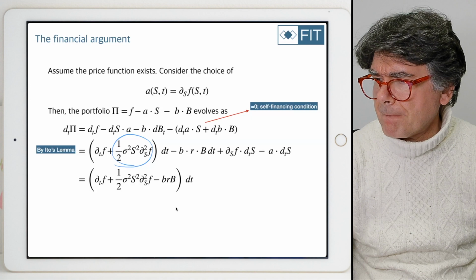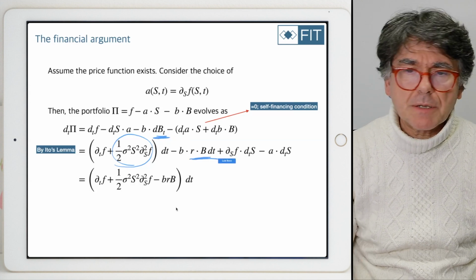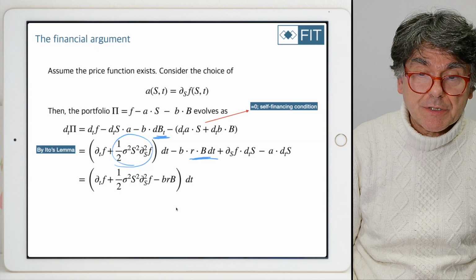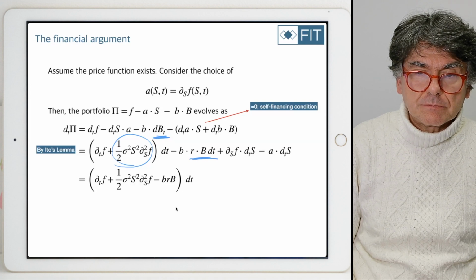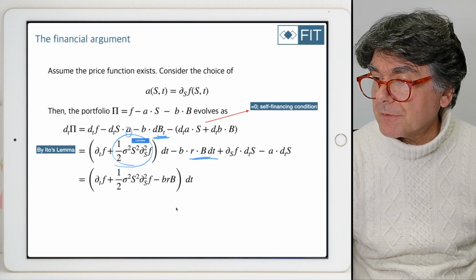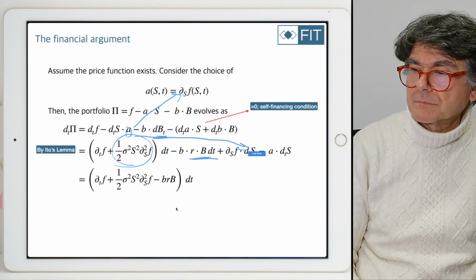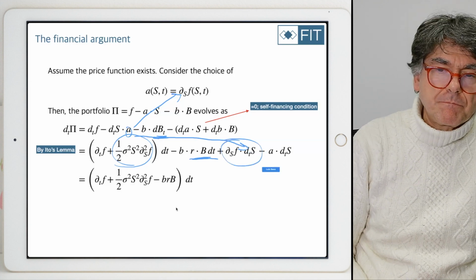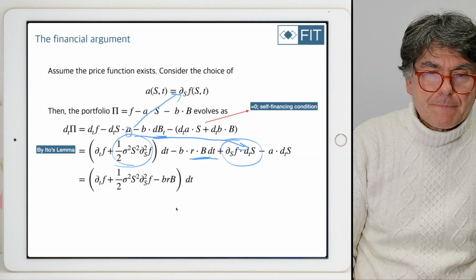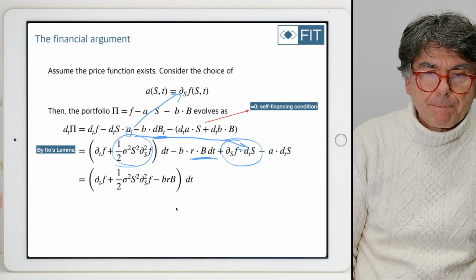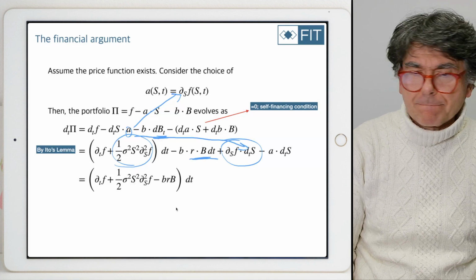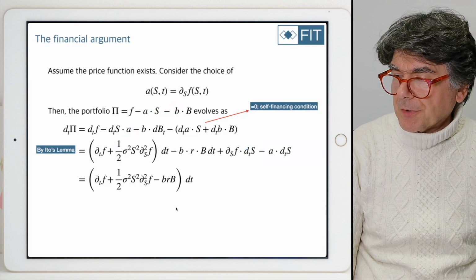And dB_t is that because bonds move with interest rates. They grow with interest rates. And for A, I'm plugging in its value, which is here. So that's why this is here. Okay? And now, this is the miracle. This is the miracle.